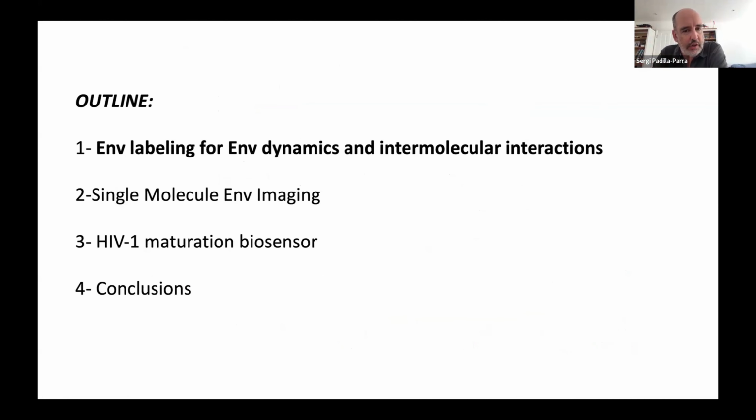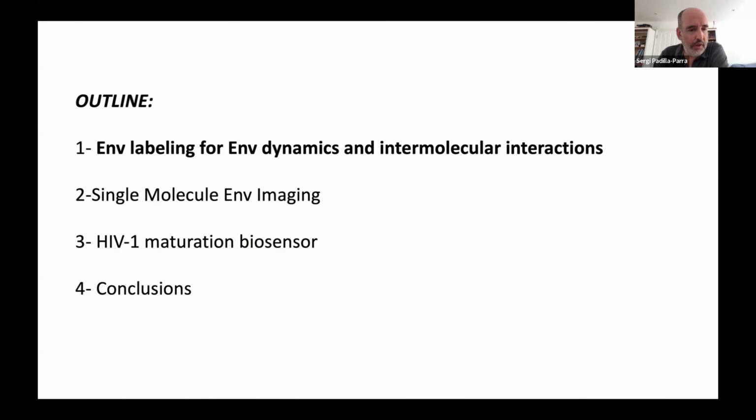So this is the outline of my talk. I'm going to be telling you a little bit about what we have been doing in order to label the envelope glycoprotein in primary isolates. Also a little bit of single molecule imaging, and then how we came about the idea of coming up with a maturation biosensor, so that we can ascertain the particles that we're looking at, if they are mature, immature, or in the process of maturation. And in there is where we validated this approach with what we call functional correlative light and electron microscopy. And of course, we will end up with a few conclusions.